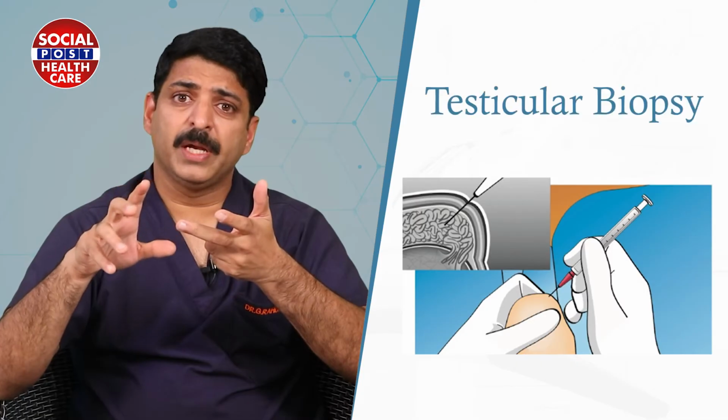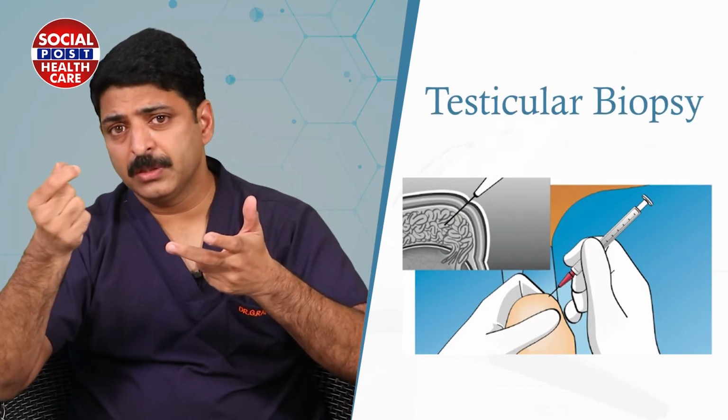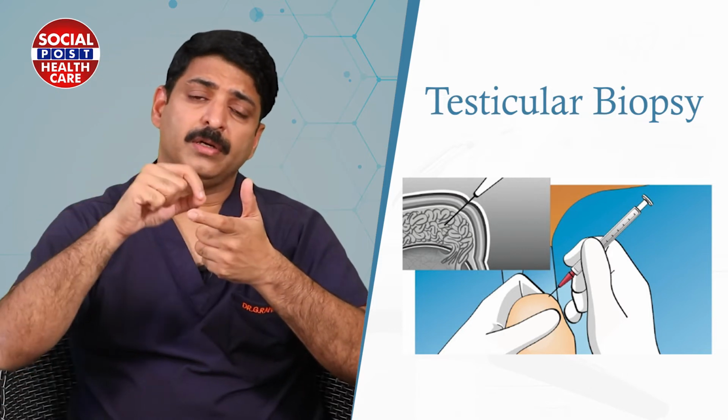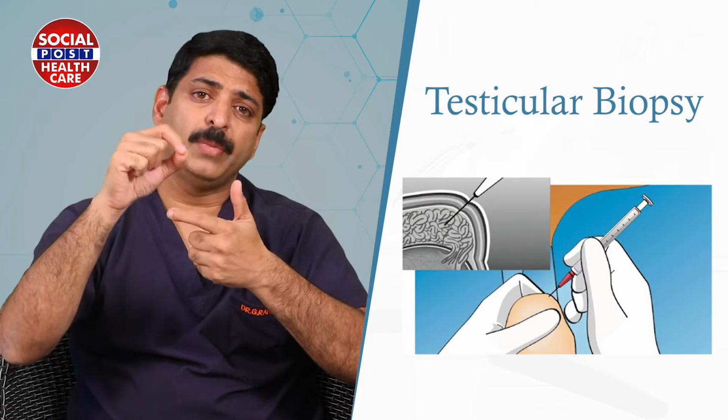The advantage with TESA is that this is not a surgery, this is only an aspiration procedure. If you compare with testicular biopsy, in testicular biopsy you take tissue from only one area. Here in TESA you can take testicular sampling from multiple areas. Generally we call them testicular mapping biopsies. That means you can actually map the testis, or it is also called FNA mapping biopsy.